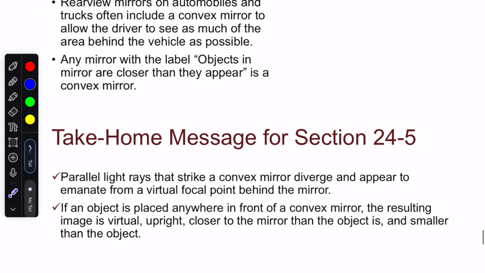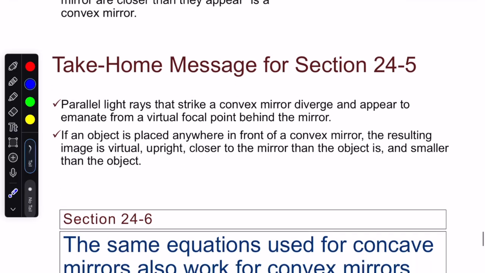So we looked at some qualitative properties of a convex mirror, and there are a lot fewer combinations available for the image. The image will always be virtual, it will always be smaller, and it will always appear closer to the mirror than the object is. And it will always be upright. So there's a lot of always here. It's summarized right here.